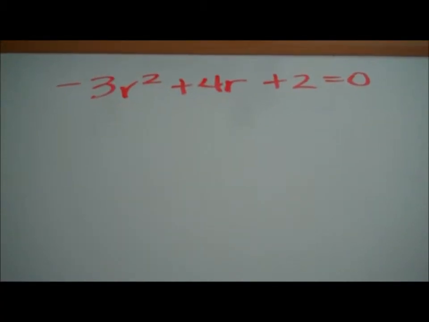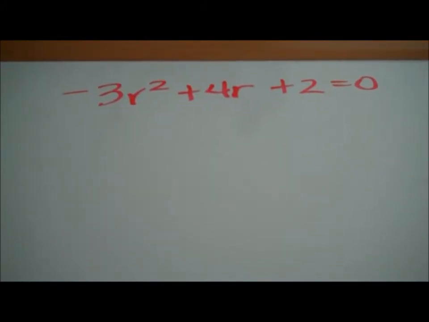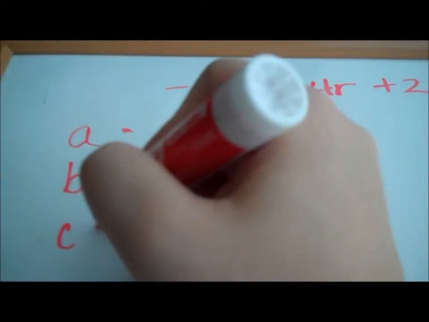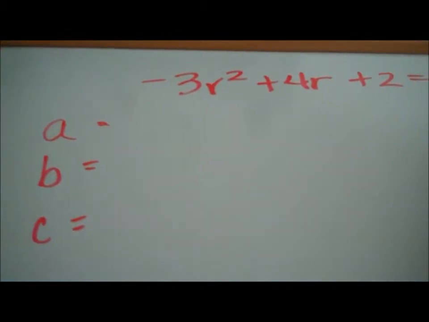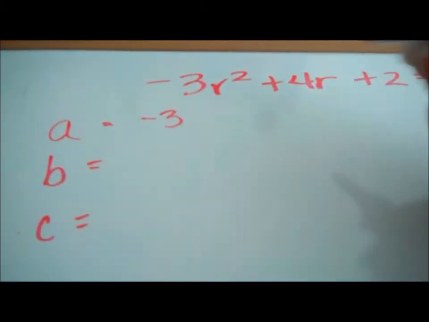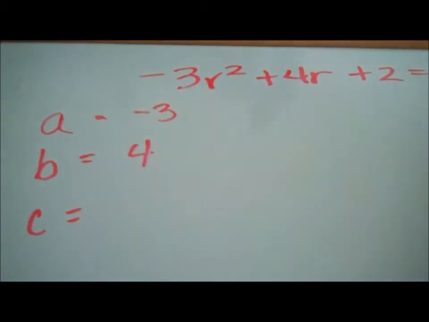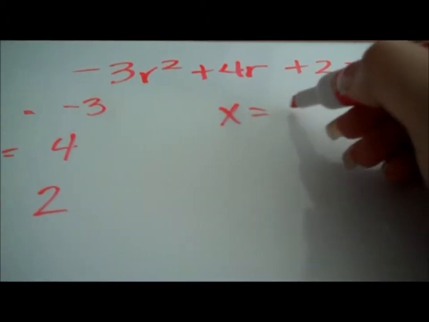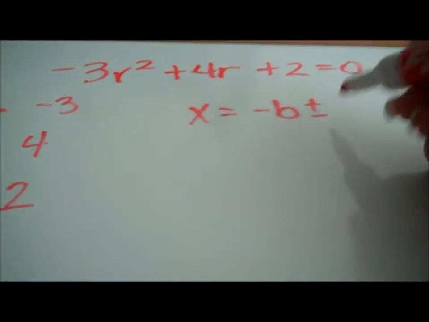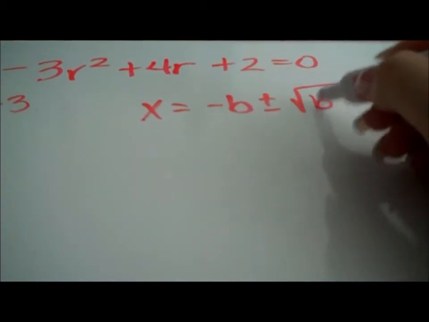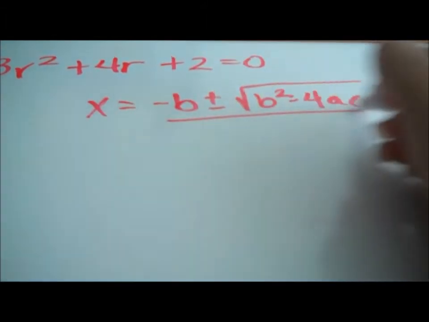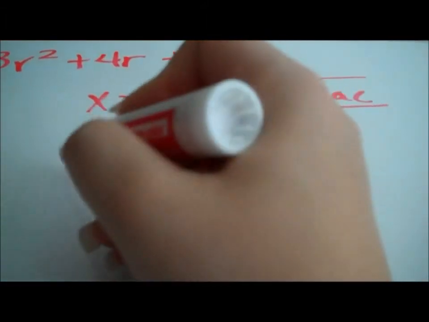Here's another example of a quadratic that we're going to solve for the value of x. So again, I would write down your a, b, and c so you know exactly what your values are. In this problem, our a is negative 3, b is a positive 4, and c is a positive 2. So we write down our formula, x equals negative b plus or minus the square root of b squared minus 4ac, all over 2a.